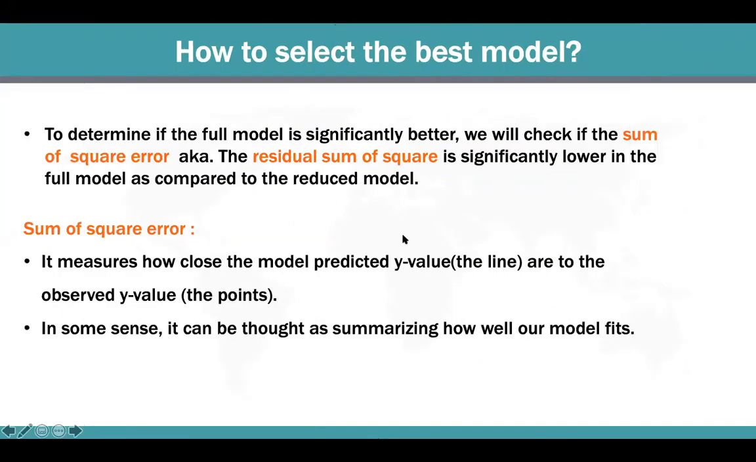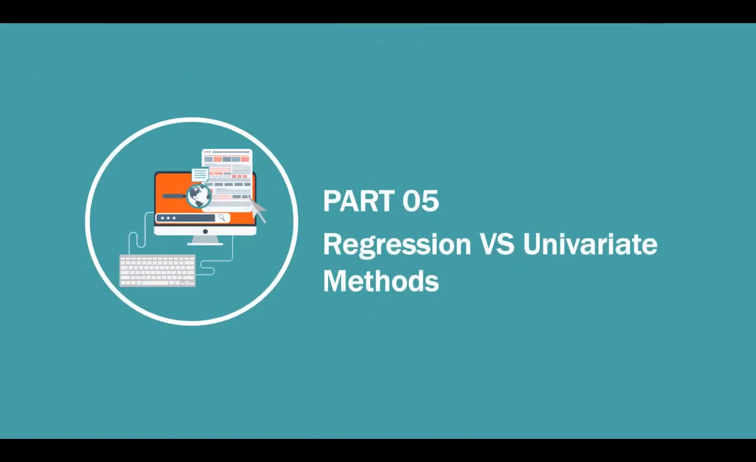Yeah, the sum of squared errors, I have mentioned that in the previous slides. It is about how close the model's predicted y values are to the observed y values. So let's go to part 5. It's about regression versus univariate methods.